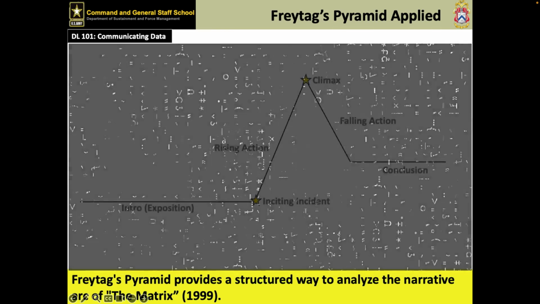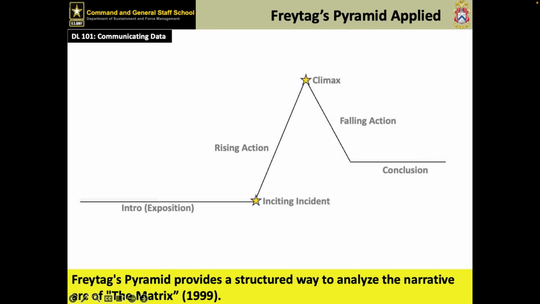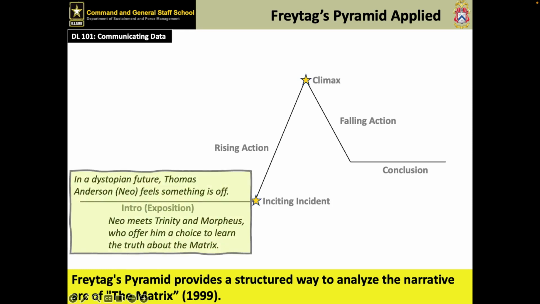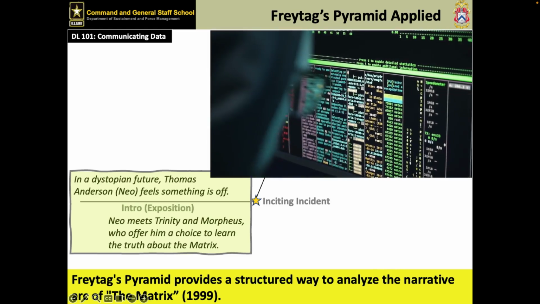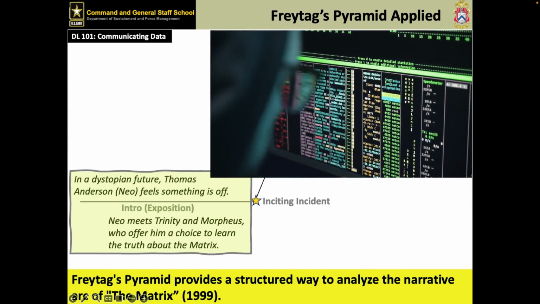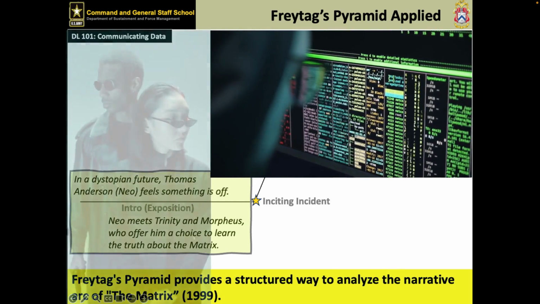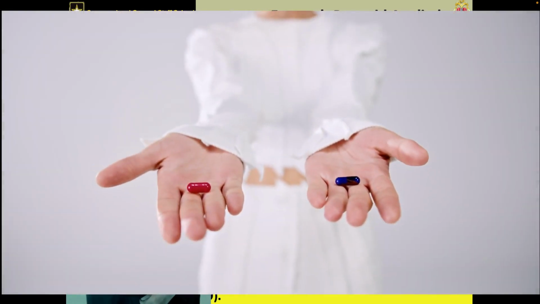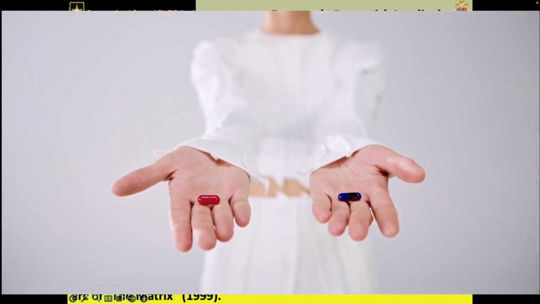Now just note that this is only one interpretation. You may have very different ideas on how to describe the events that unfold in the movie if you've seen it before. So in the exposition, the film introduces Thomas Anderson, or Neo, a computer hacker who feels that something is off, and Neo encounters mysterious messages on his computer and is pursued by agents. He meets Trinity and Morpheus. They offer him a chance to learn the truth about the Matrix.